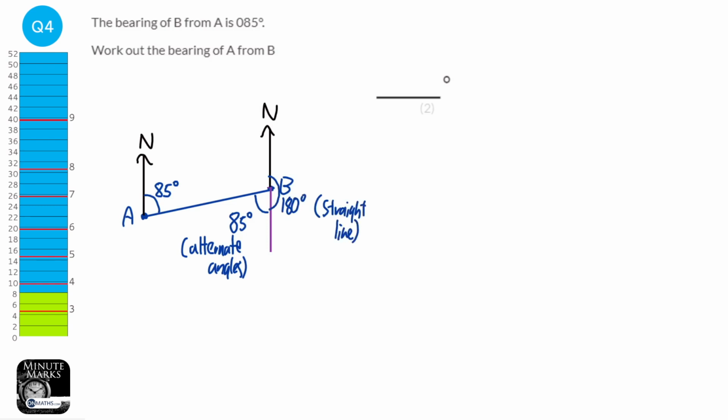And I'm not a fan of doing the reasons on the diagram, so perhaps I should have labelled this an x and this a y and written x equals 85 and y equals 180 somewhere else. And so to work out what the bearing is, I just need to do 180 plus 85. So 180 plus 85 is going to be 265 degrees.